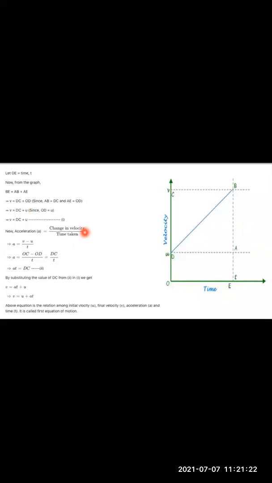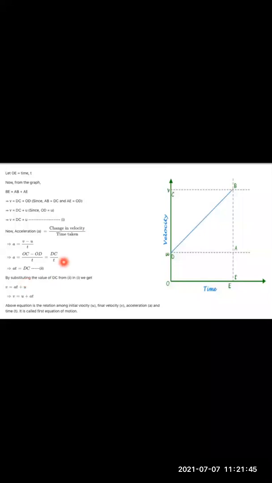Acceleration is nothing but change in velocity upon time. But you know acceleration is final velocity minus initial velocity upon time. Final velocity is OC, initial is OD, and OC minus OD is CD. So we write CD or DC upon time.